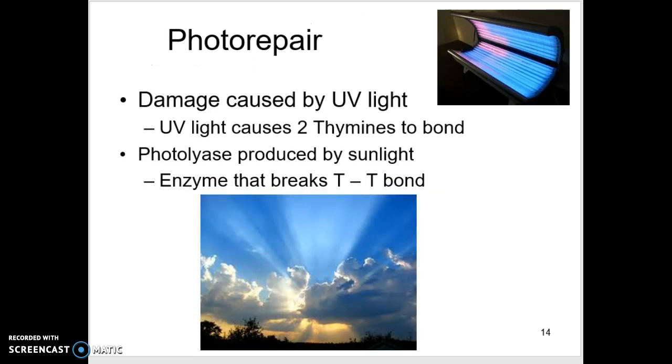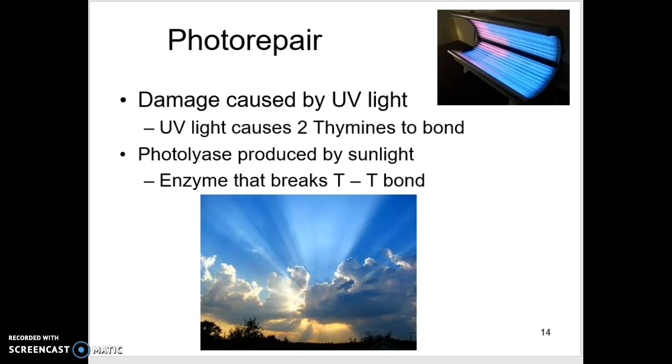So damage that can occur from sunlight or UV light can cause problems. Or actually, let me say it in a different way that makes more sense. UV light can cause damage to a DNA strand. And what it does is it causes these two thymines to actually bond together when they should not. So instead of a T and an A, you have a T and a T. Not good. Not the way it should work.